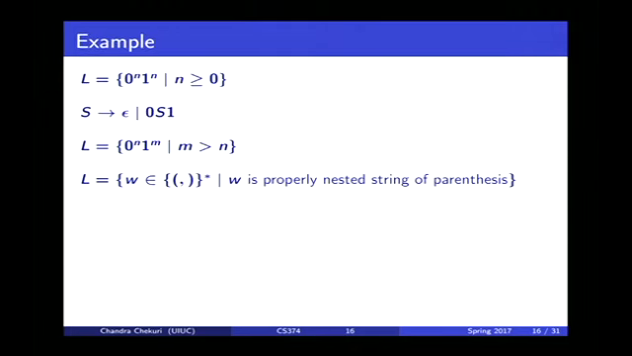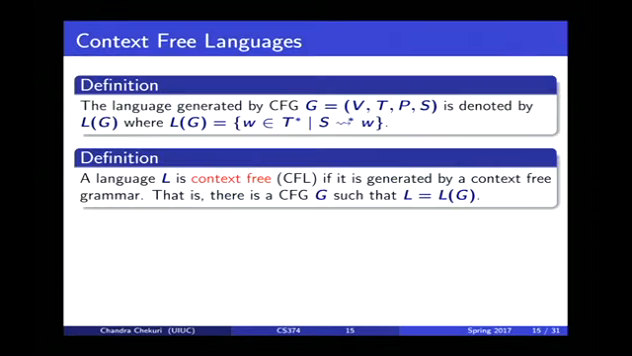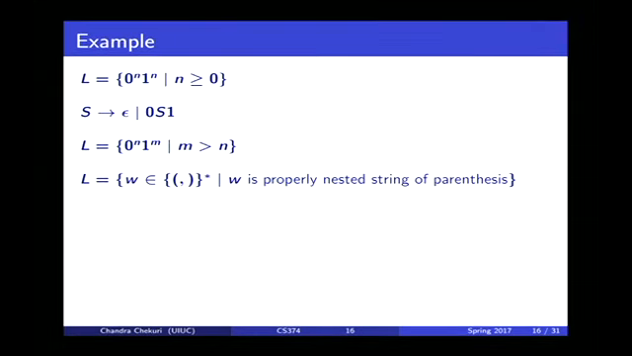Let's do two languages for practice. We already saw this very simple grammar for 0 to the n, 1 to the n, n greater than or equal to 0. Design a context free grammar for this language, which is 0 to the n, 1 to the m, where m is greater than n. What does it mean? I want the number of ones to be bigger than the number of zeros. Go forth and produce a grammar.